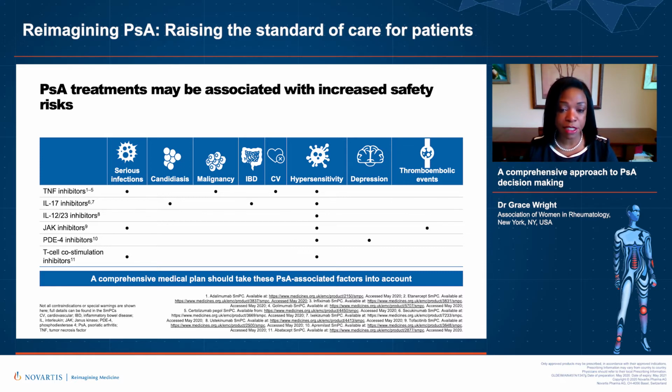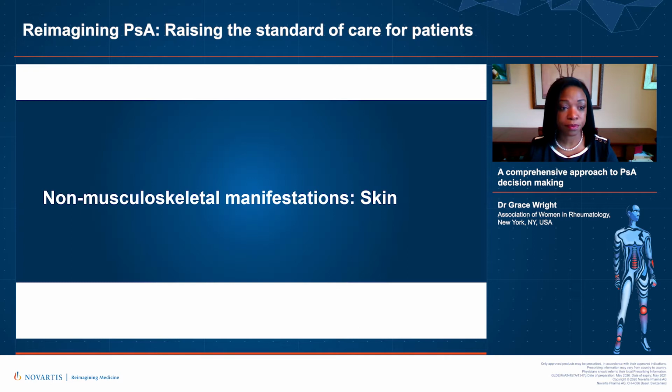And we know that the hypersensitivity reactions can occur across all agents, but we'll see that thromboembolic events are called out for the JAK inhibitors, depression is called out for PDE4 inhibitors, cardiovascular disease and malignancy, as well as serious infections, in the TNF inhibitors, and candidiasis and inflammatory bowel disease are called out for the IL-17A inhibitors as well.